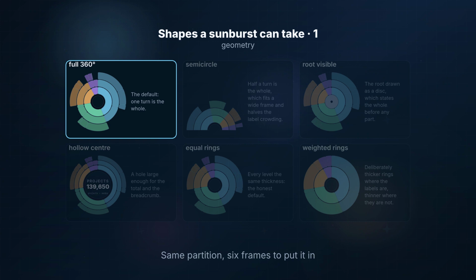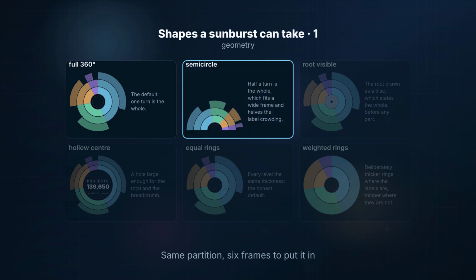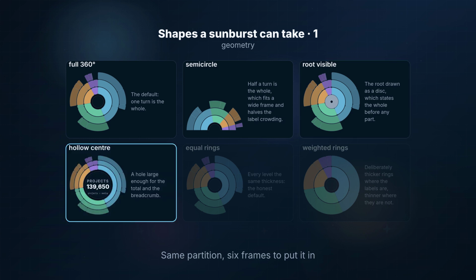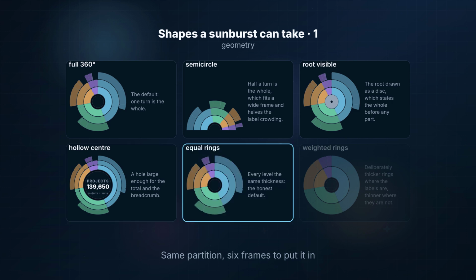Half a turn is still a complete partition, and it fits the wide frame that most screens actually are, while halving how crowded the labels get. Drawing the root as a visible disk states the whole before any part of it, at the cost of radius the rings wanted. A large hollow center is worth its radius when the whole is doing work, holding the total and the breadcrumb, and wasteful when the whole sits empty.